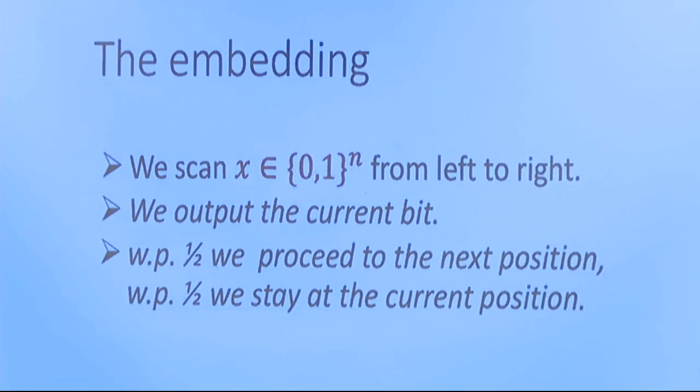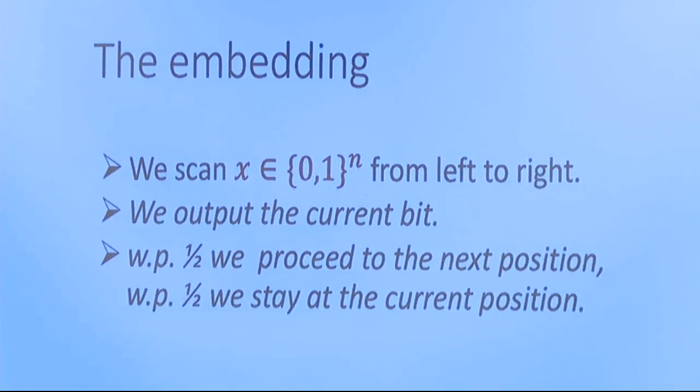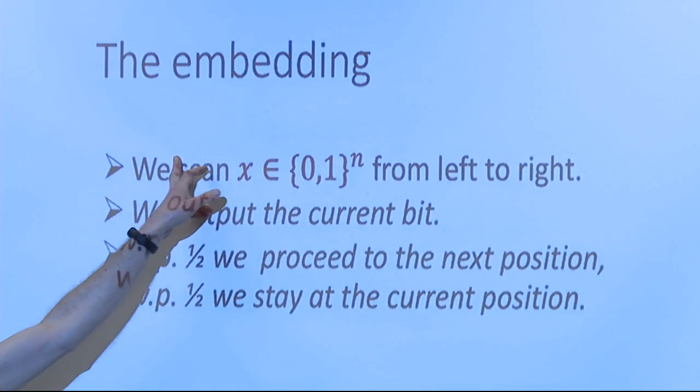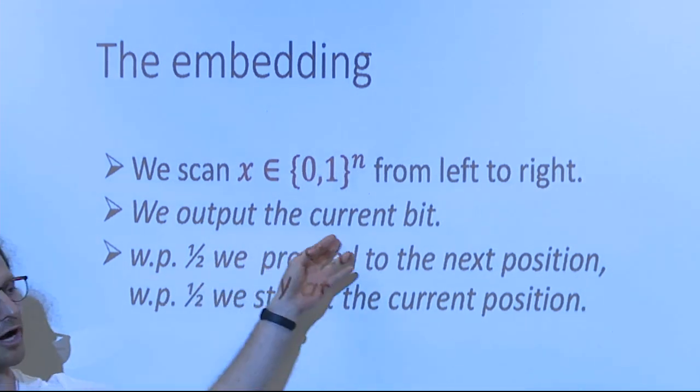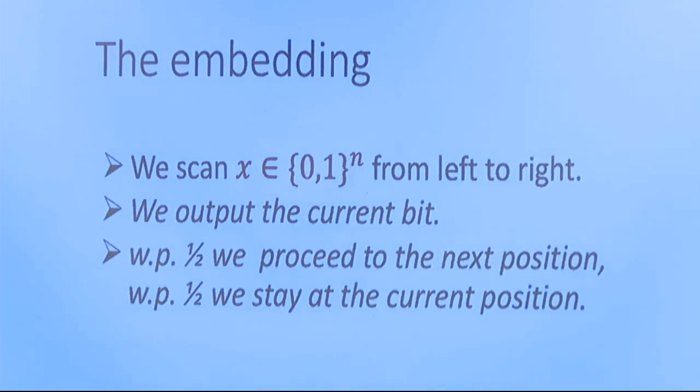And I will try to show you all the details. So the embedding is very, very simple. We scan x from left to right, and then we go in iterations. In each iteration, we output the current bit. Then we look at the random string. With probability 1/2, we proceed to the next position. With probability 1/2, we stay on the current position. Okay?